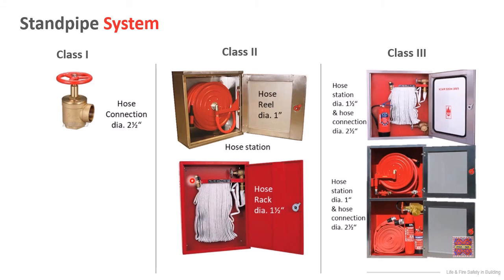A class 2 standpipe system should be provided with a 1.5-inch hose station to supply water primarily for use by trained personnel or by the fire department during initial response. A class 3 standpipe system should be provided with a 1.5-inch hose station to supply water for use by trained personnel, and a 2.5-inch hose connection to supply a large volume of water for the use of fire departments and those trained in heavy fire streams.